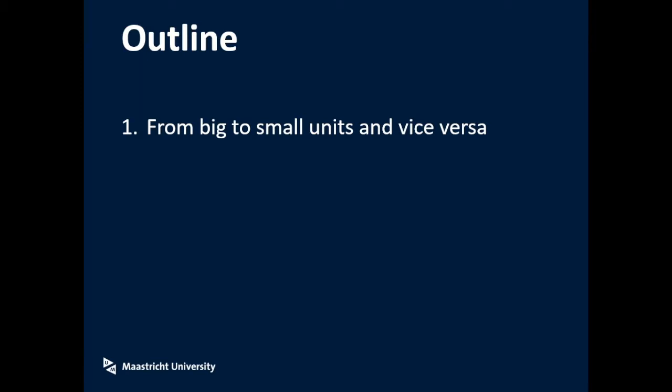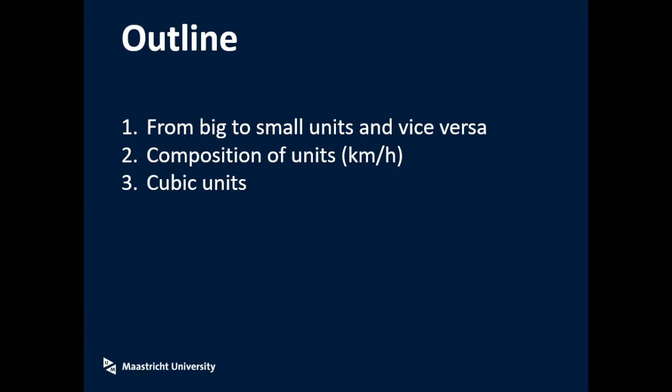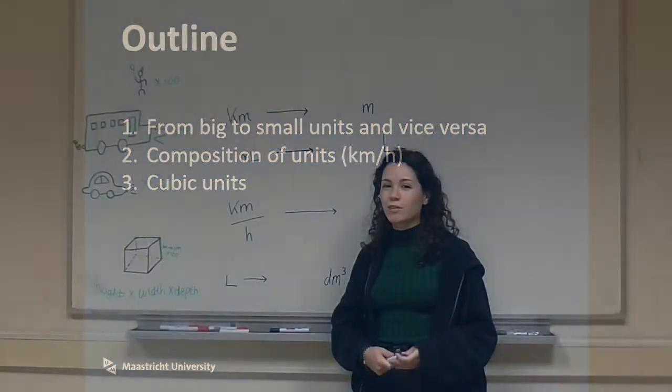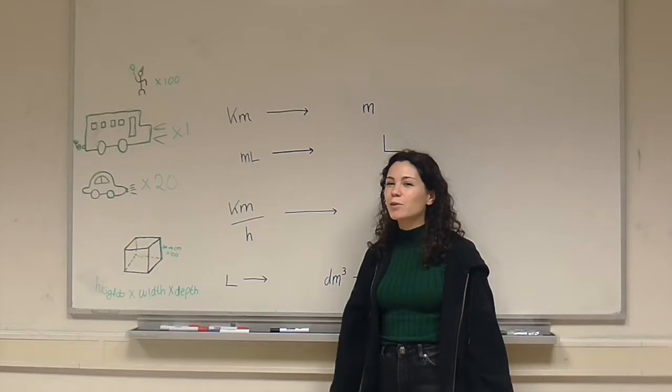So first we're going to show you how to go from big units to small units and from small units to big units. Then we're going to take a unit that's composed of more than one kind of information, for example kilometers per hour. And then we're going to show you how to convert cubic units. And to make it a little more fun, we're going to take you to a little party.